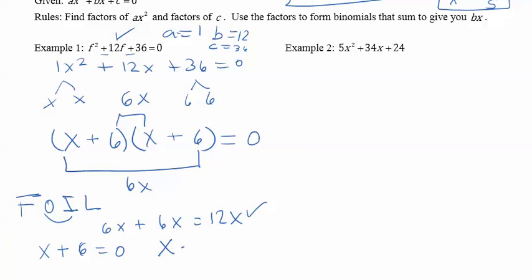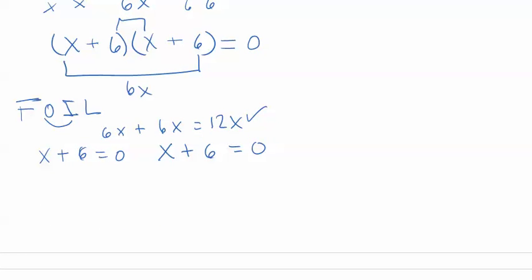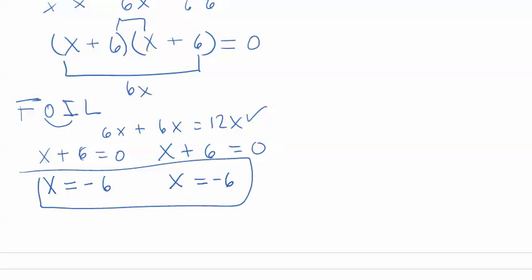And then x plus 6 is equal to 0. Okay, and if that's the case, then x in this case is equal to negative 6, and x is also again equal to negative 6. So those are my two values of where the graph crosses the x-axis.